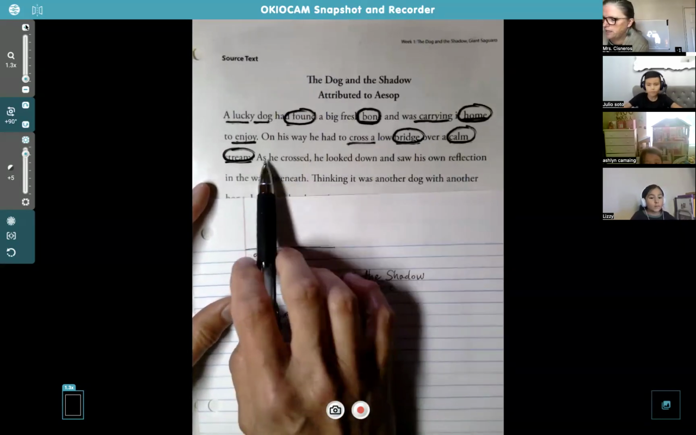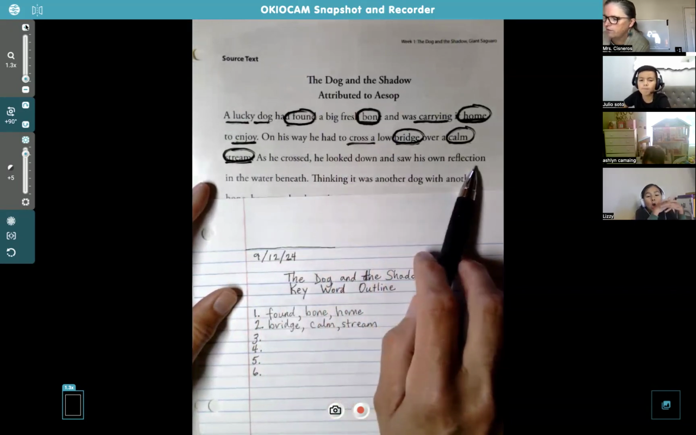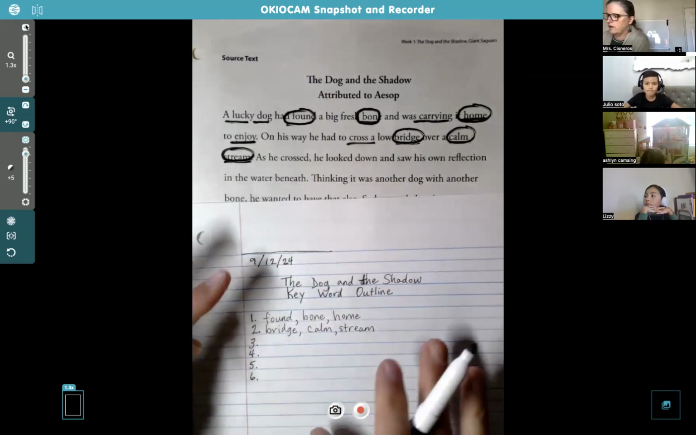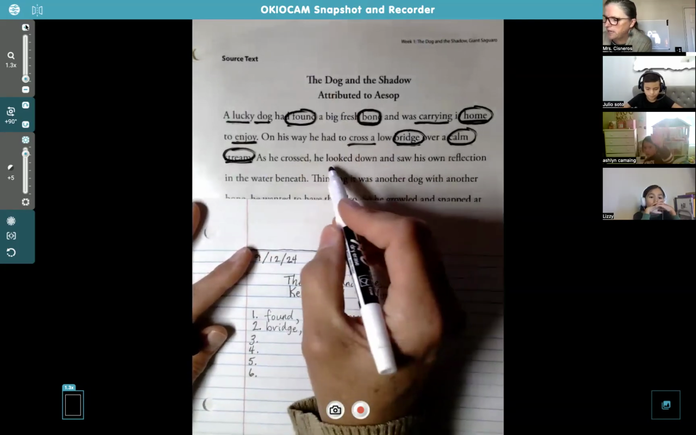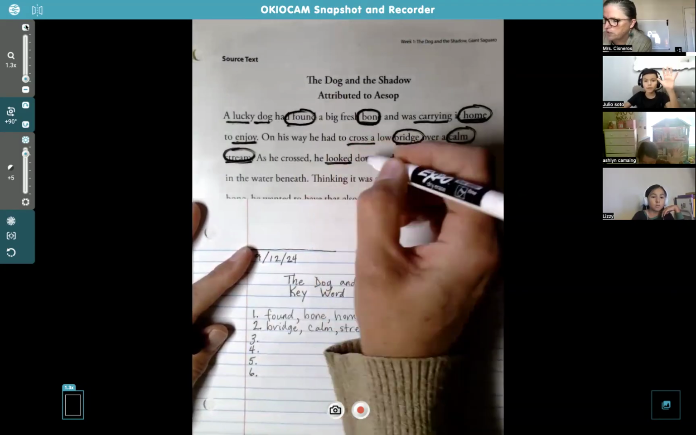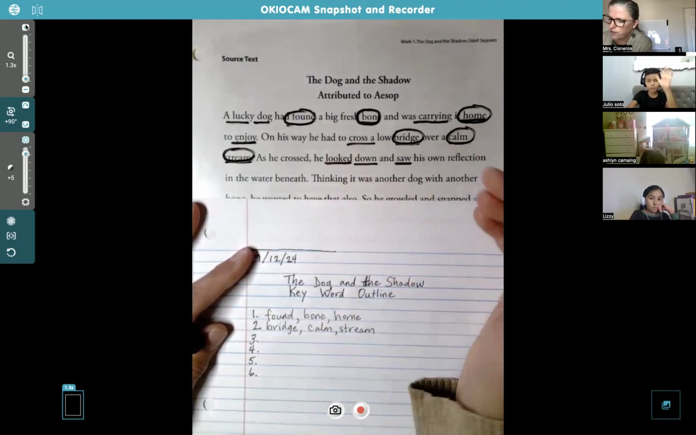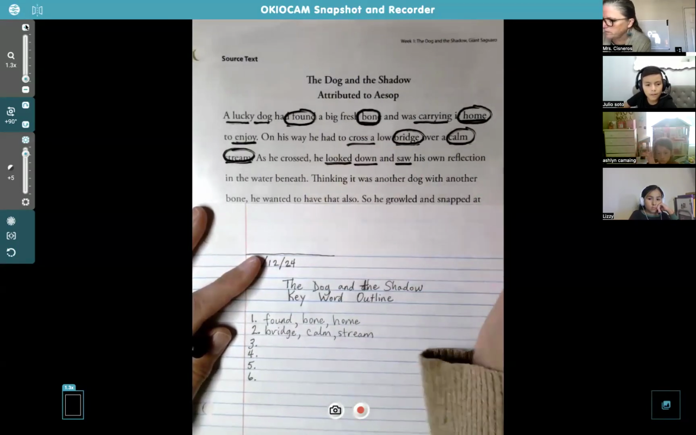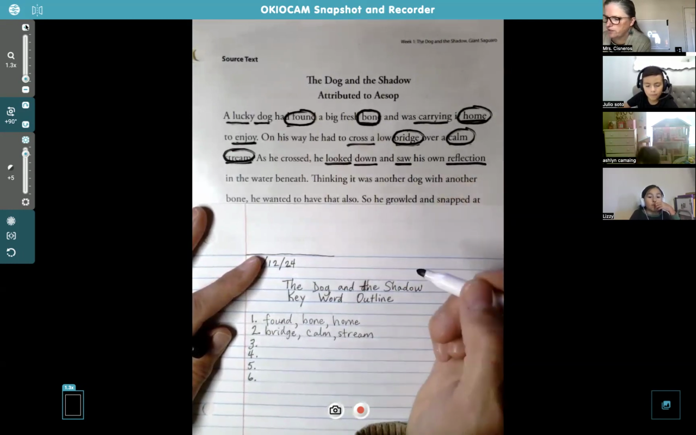Nope. Okay, good. The next sentence says, as he crossed, he looked down and saw his own reflection in the water beneath. All right. We already know he crossed. I'm not going to underline that one. He looked down. Okay, that seems important to know. He looked down and he saw. I'm going to underline saw because that's a good keyword. What do you think, Julio? What else? Reflection. Yes, for sure, reflection. What else?